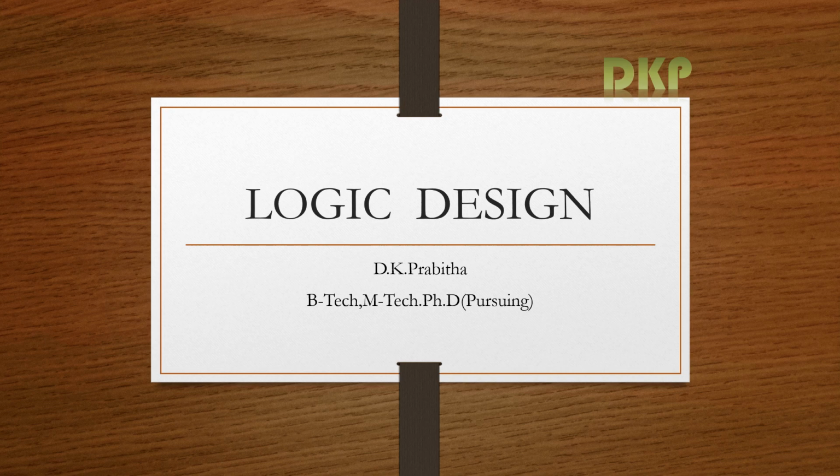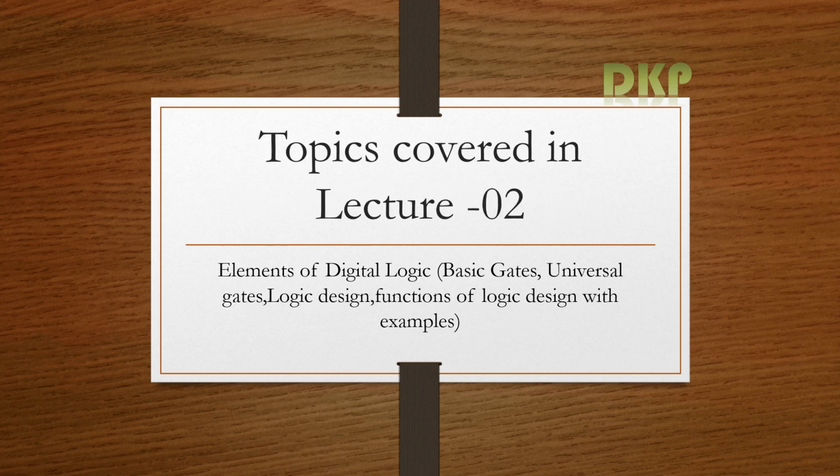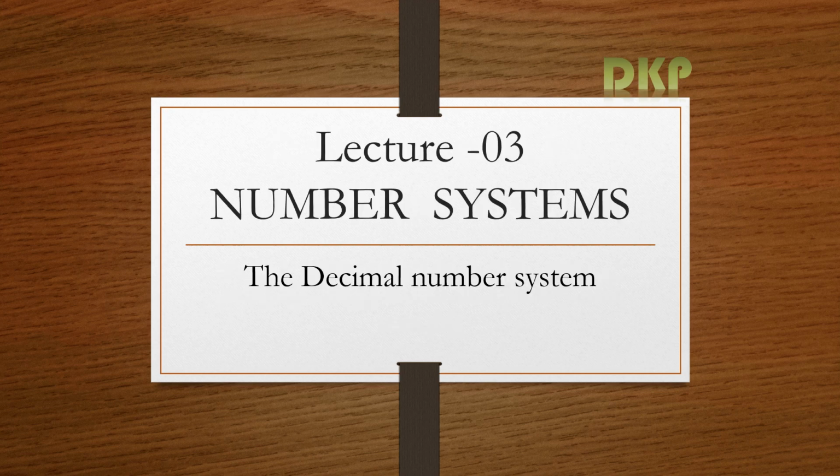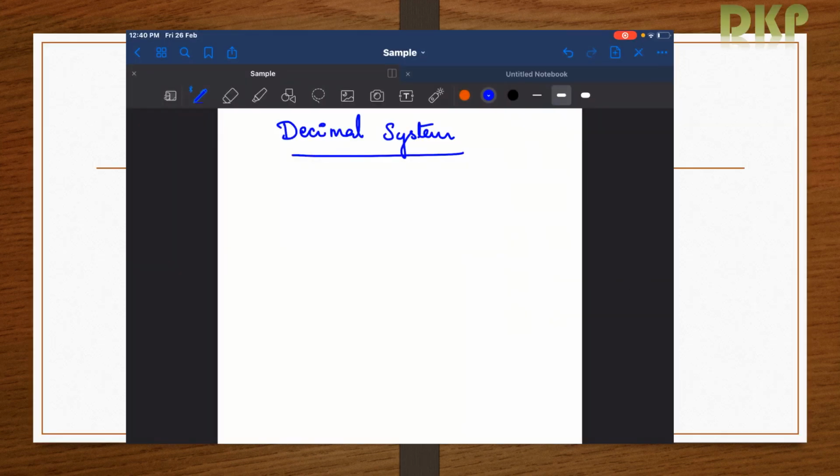Welcome back, students. In my previous lecture, that is in lecture 2, I have explained about the elements of digital logic, that is basic gates, universal gates, logic design, functions of logic design with examples. In this video, I'll be explaining about the decimal number system. Let us start with the decimal system.